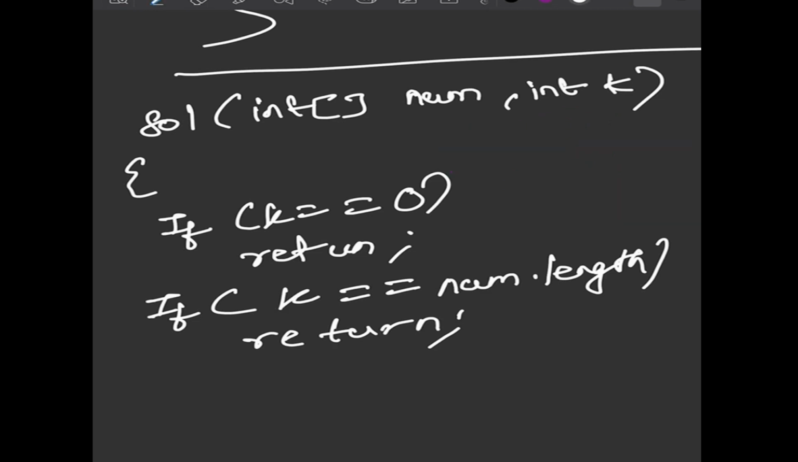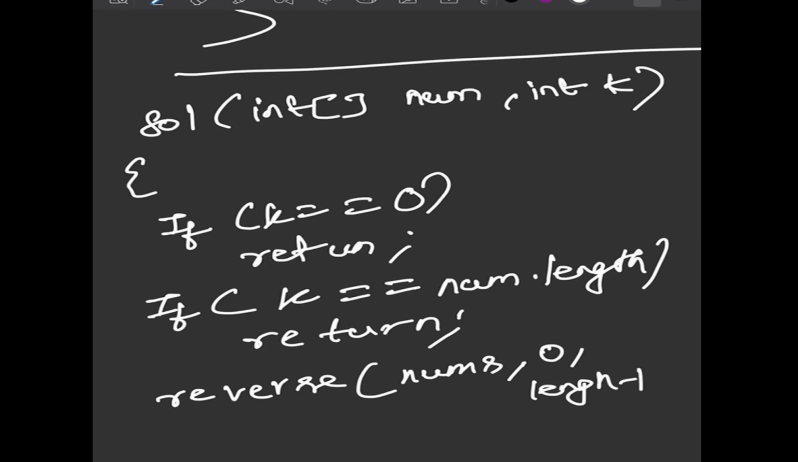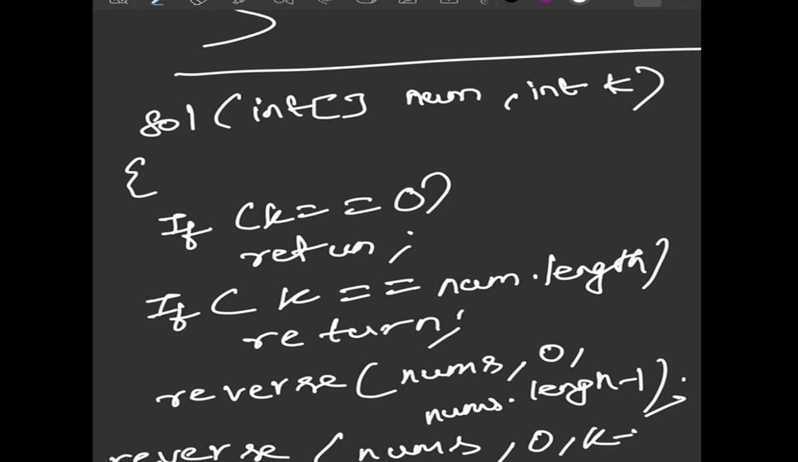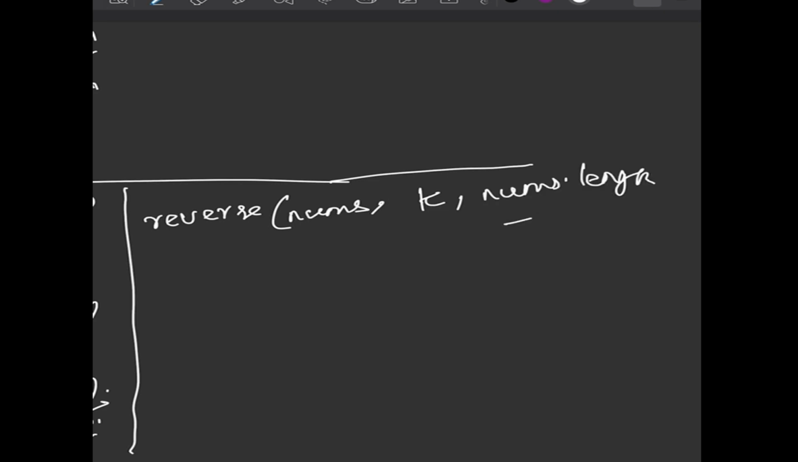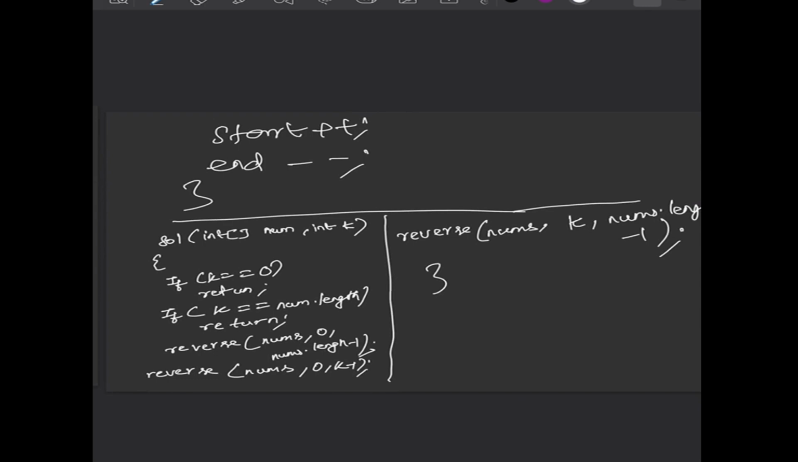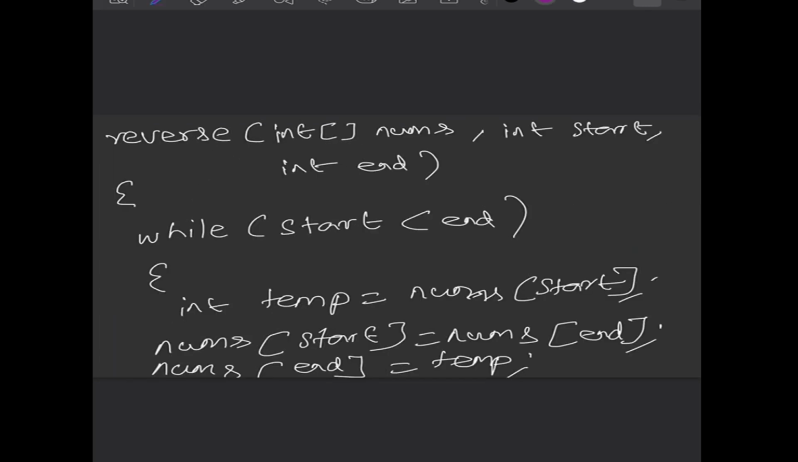If these two conditions are not met, we need to reverse, and in the first scenario we need to reverse the entire array. Start index is 0 and end index is length minus 1. After reversing the whole array, we need to reverse the first k elements, 0 to k minus 1. Then we need to reverse the remaining elements, k to length minus 1. This is our solution. Let's try to run this solution in LeetCode and see if we are able to get all the test cases passed.